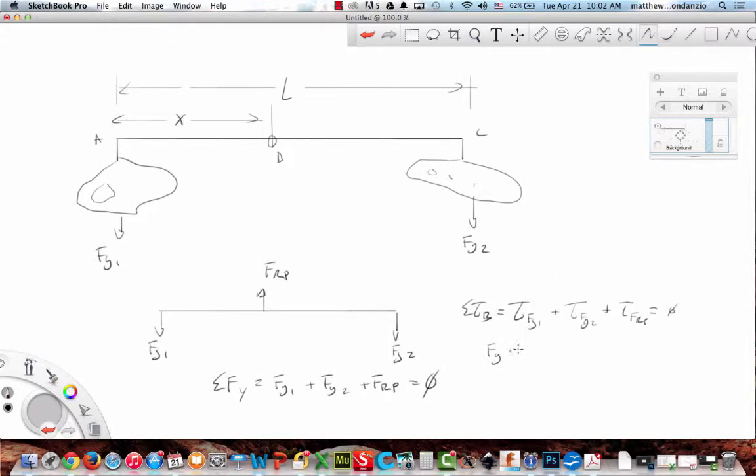Okay, so length A, is it going to be a positive or negative x? Negative x, right? Plus Fg2, the torque of Fg2 is L minus x, right? Wait, are these F's negative? They're all going to be negative. Yeah, all forces will be negative.